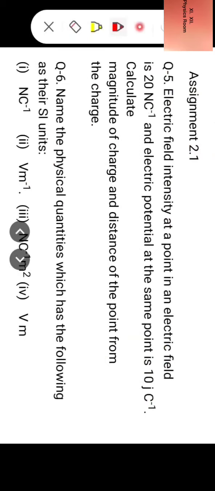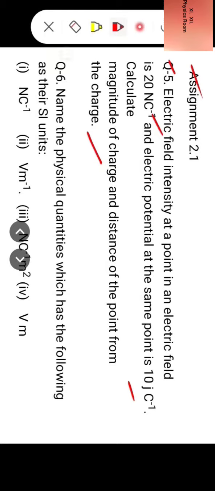Okay. Now assignment 2.1 continued. Question number 5. Electric field intensity at a point in an electric field is 20 newton per coulomb, and electric potential at the same point is 10 joules per coulomb. Calculate magnitude of charge and distance of the point from the charge. Okay, find out.